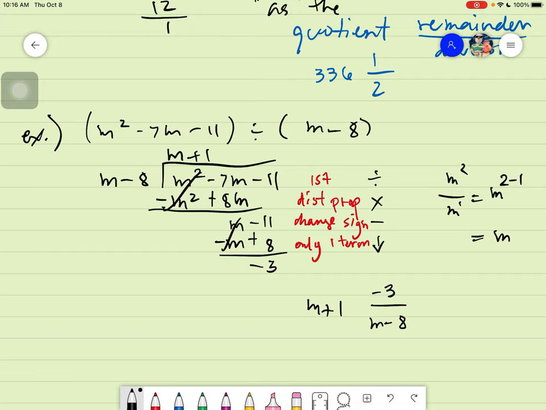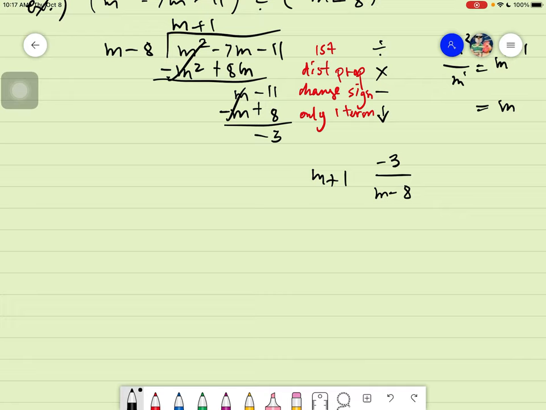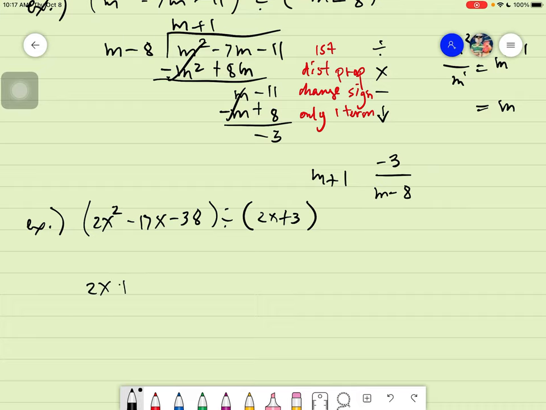Okay, I hope you got that. Okay, the same rules po tayo, nothing will change. Okay, let's have a last example po. Say we have something difficult. Okay, something like this. Again, let's have this one. 2x squared minus 17x minus 38 divided by 2x plus 3. Okay? Same. So, let's have the given in the form of 2x plus 3.